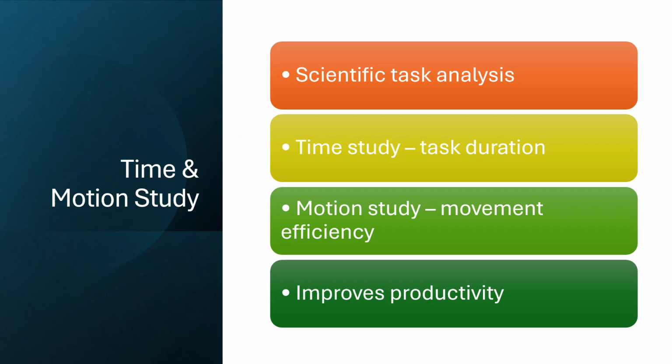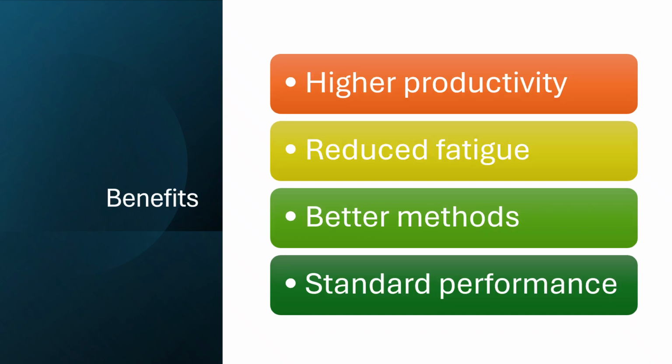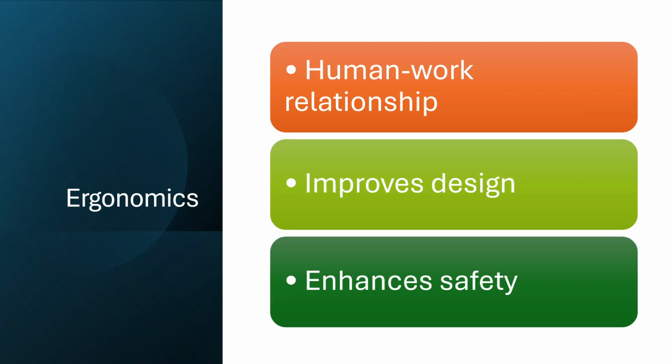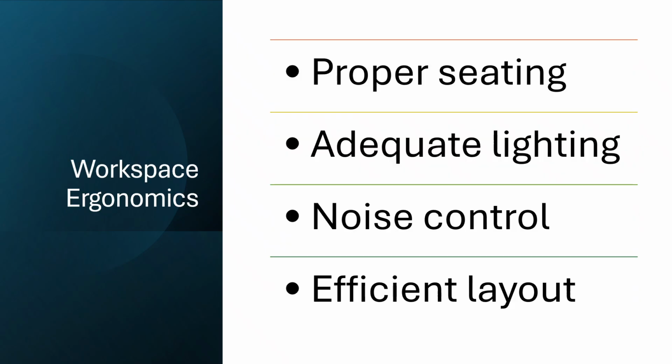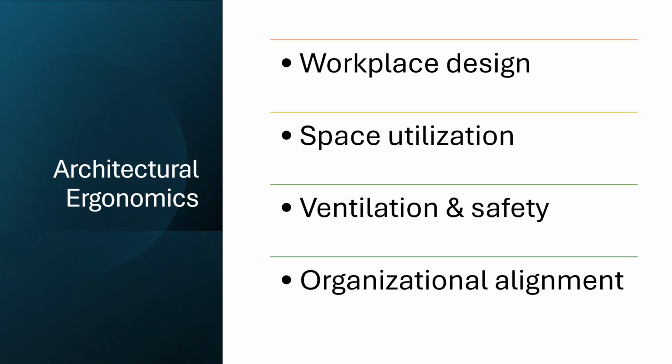Another critical aspect is work improvement and measurement. Organizations continuously strive to improve their processes to enhance efficiency and effectiveness. Techniques such as method study, work simplification, process re-engineering, and standardization are used to identify better ways of performing tasks. Time and motion study is a scientific method that analyzes the time taken to perform tasks and the movements involved, with the objective of eliminating unnecessary efforts and improving productivity. The benefits include higher output, reduced fatigue, improved work methods, and the establishment of performance standards.